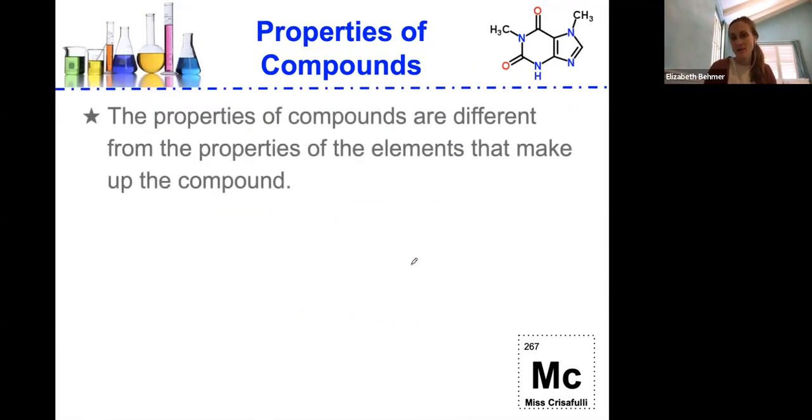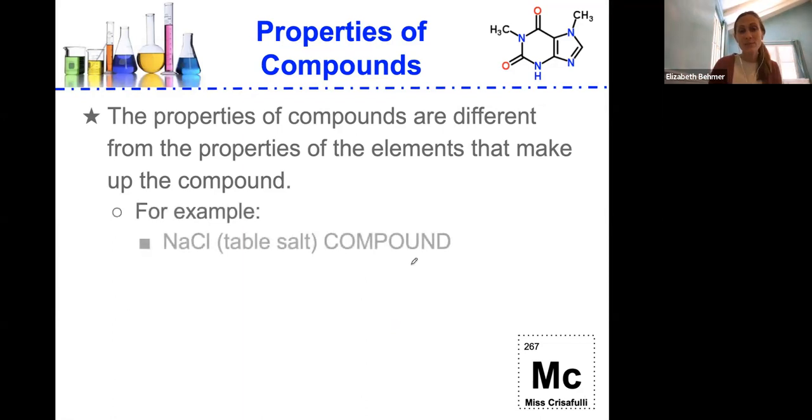Properties of compounds. The properties of compounds are different from the properties of the elements that make up the compound. So even though a compound is made up of 2 or more different elements, the properties of that compound, like carbon dioxide or table salt or sugar, will be totally different from the elements that make up those compounds. For example, if we take table salt, which is sodium chloride, NaCl, that is our compound.